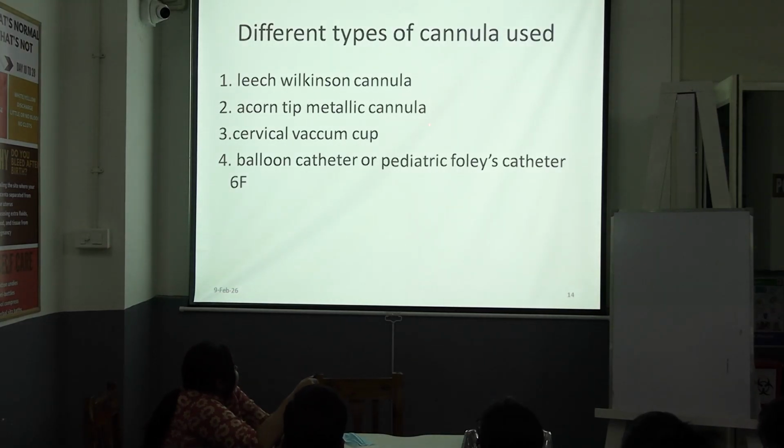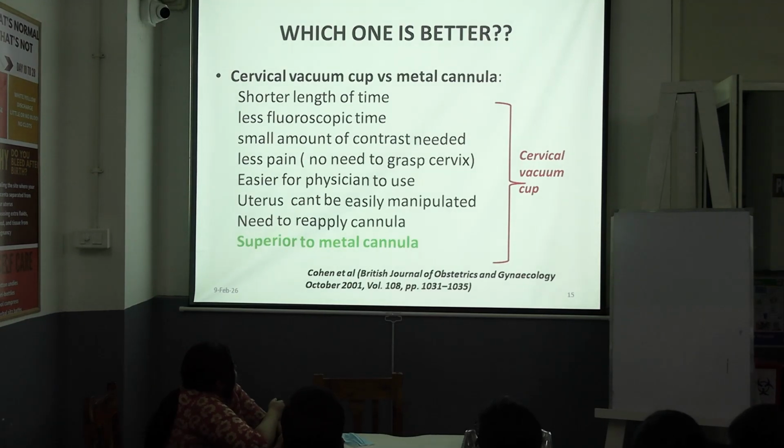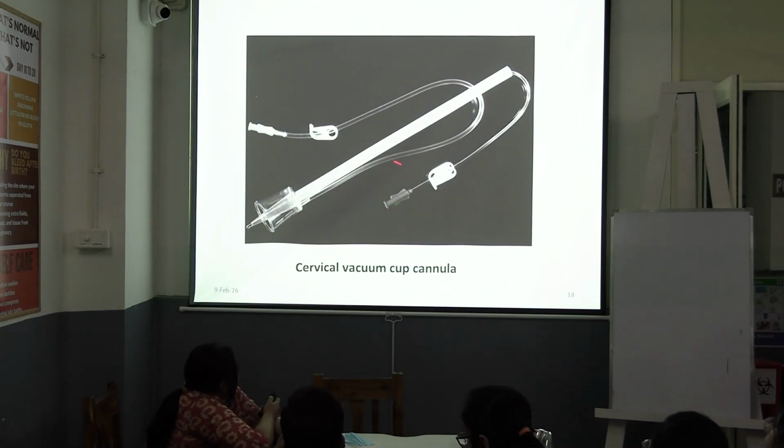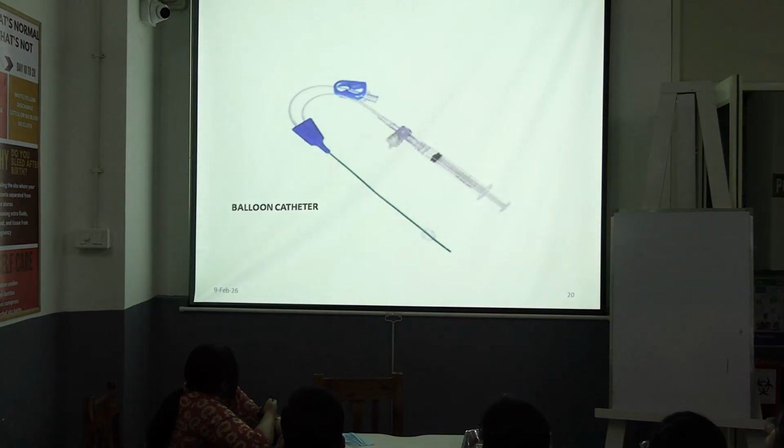Now, what are the different types of cannulas? Most commonly, whatever you will get in the exam, whatever specimen it is, you will always get the Leach-Wilkinson cannula. These are only of historical importance. Nobody uses this. Now, which one is better, superior? Need for reapplying the cannula? The cervical vacuum cup has never been used. Metallic cannula only we use nowadays. This is the cervical vacuum cup, but we never use this. This is also never used.